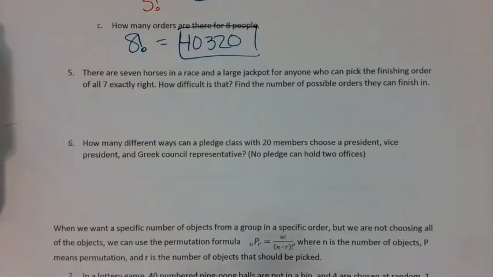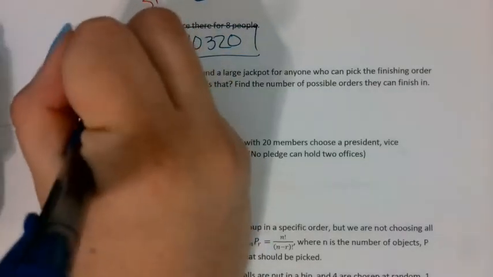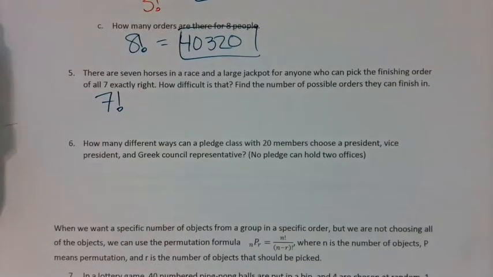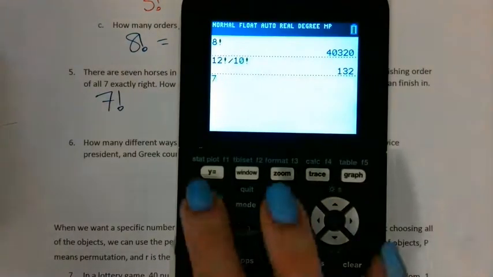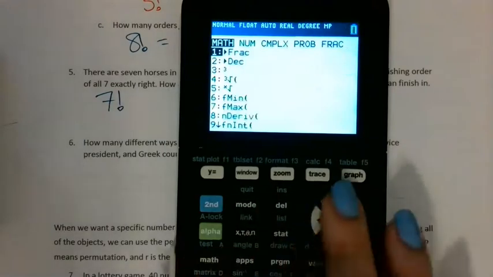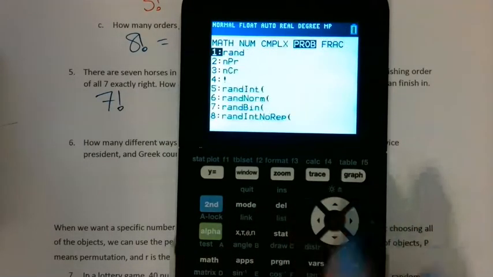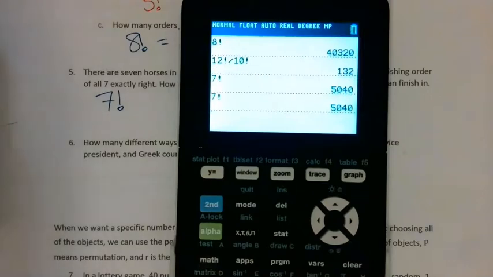Okay. Number 5 is telling me there are 7 horses in a race and there's a large jackpot for anyone who can pick the finishing order of all 7. Because it's all 7 and order matters, I'm going to do 7 factorial. So then what I want to go do is on my calculator, I want to type in 7 factorial. So I go math. Oops, I don't know why I pressed enter twice. And I get 5040.